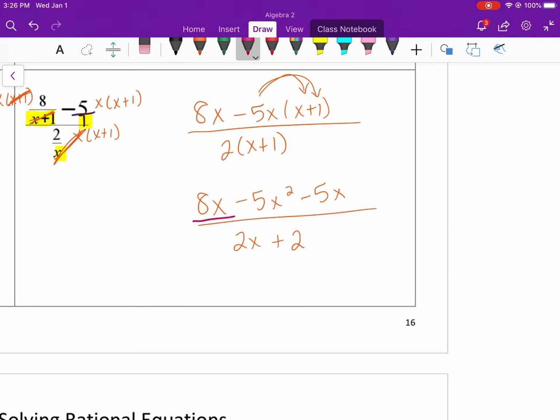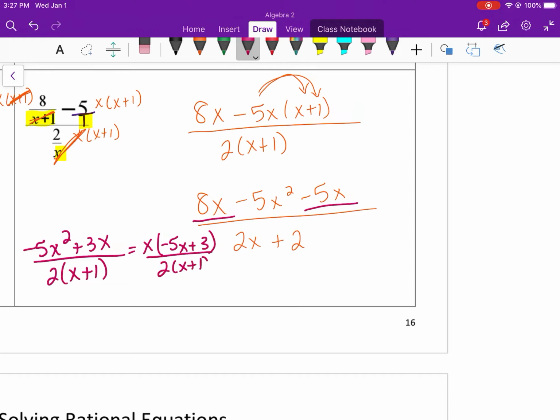Combine like terms, I'm going to have x's on the top. So I'll have negative 5x squared plus 3x over, I can take out a 2 on the bottom and get 2(x plus 1). You could also take out an x on the top, get x(negative 5x plus 3) over 2(x plus 1). Now either answer there is acceptable because it really can't be simplified any further.